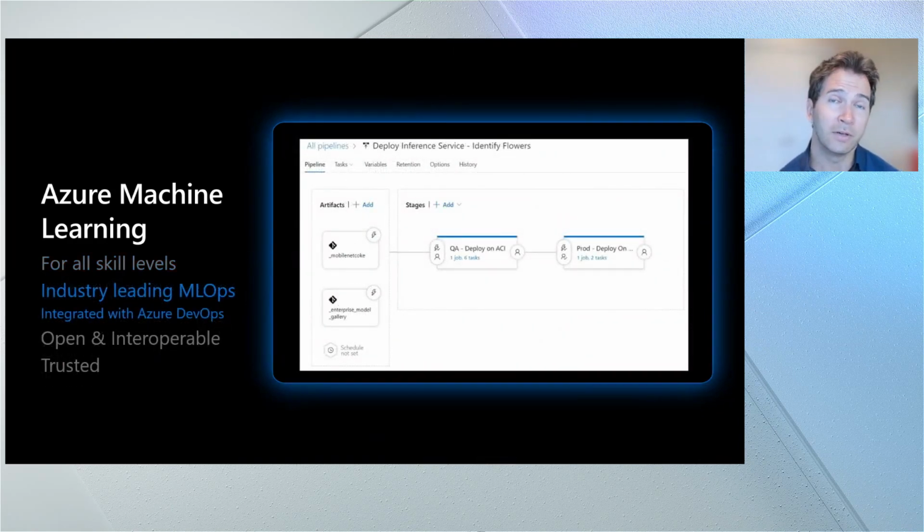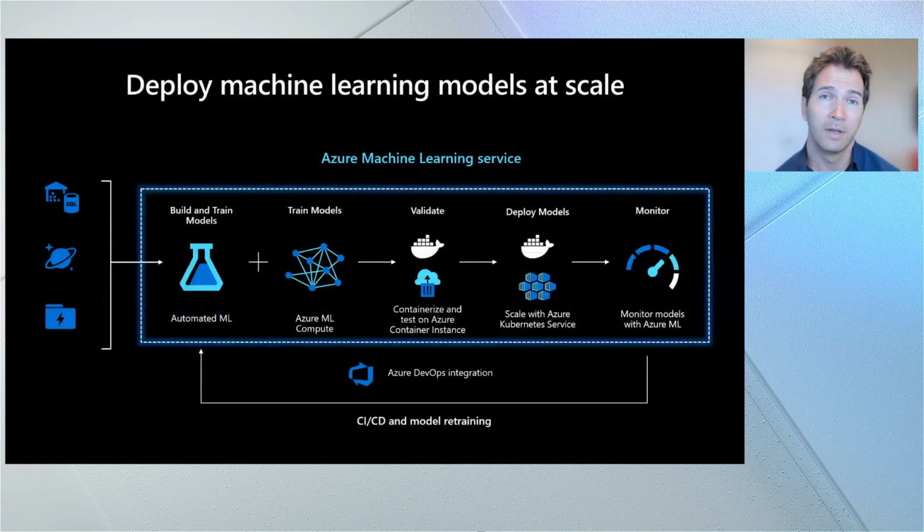Once you've trained your machine learning model, we have an integrated MLOps solution, which enables taking the best of the DevOps concepts for your machine learning capabilities. So once you've trained your machine learning model, you can integrate with Azure DevOps to automate the packaging and deployment of your machine learning models to the cloud or the edge.